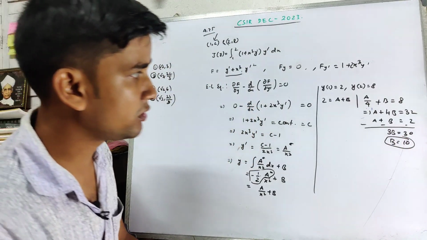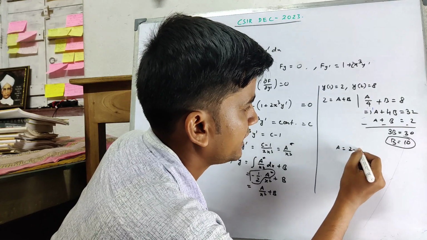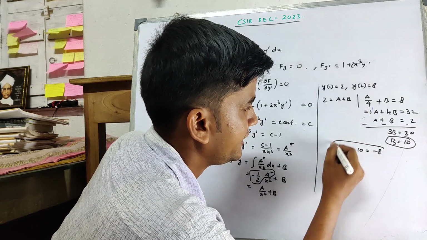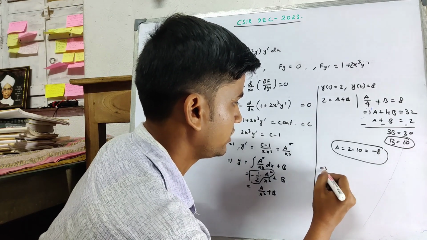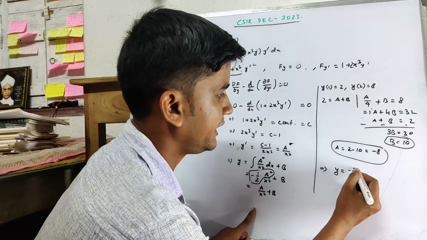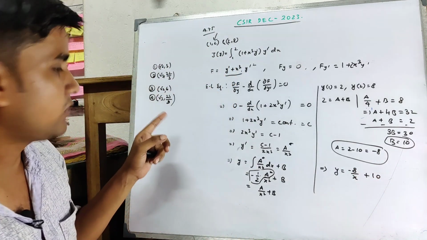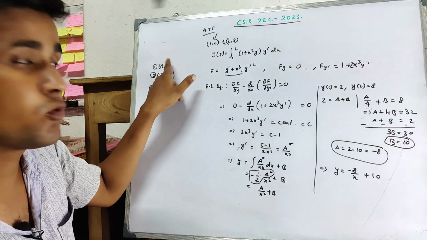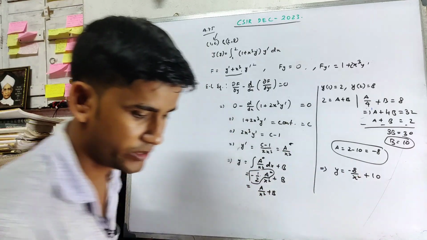Okay, b equal to 10 here, and a equal to 2 minus 10, this is equal to minus 8. Okay, fine. So now if we write the extremal, then we should get y equal to a by x square plus b, that is, minus 8 upon x square plus 10. Now we have to find which points or coordinates satisfy this equation.